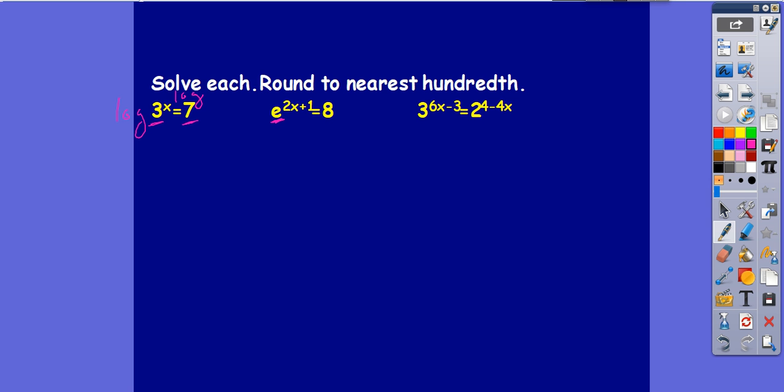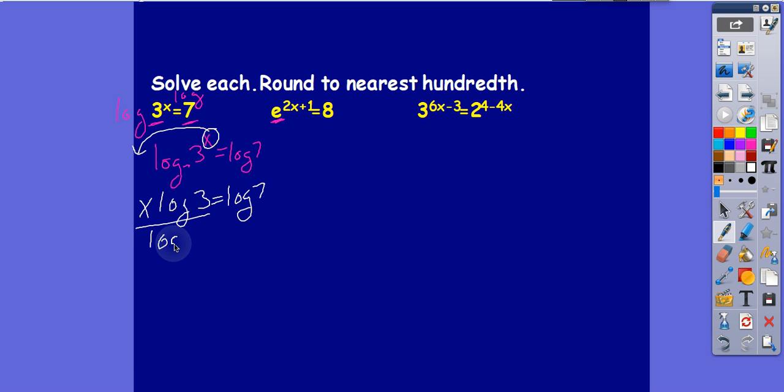So this is a log, base 10, of 3 to the x equals log of 7. And you learned that if it's an exponent, it's going to go up, multiply. So x times log of 3 equals log of 7, and I divide both sides by log of 3. And I get x is equal to log of 7 divided by log of 3, which is approximately equal to 1.77.